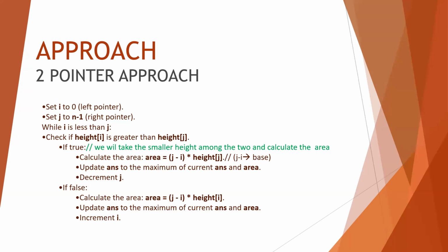We initialize the starting answer as 0 or something. Now if the area is greater than the answer, we will update the answer, and we will increment or decrement depending upon whether it is the right pointer or the left pointer. If it is the right pointer, we will decrement it, that is decrement j, or if it is the left pointer involved, we will increment i. So this was the approach.